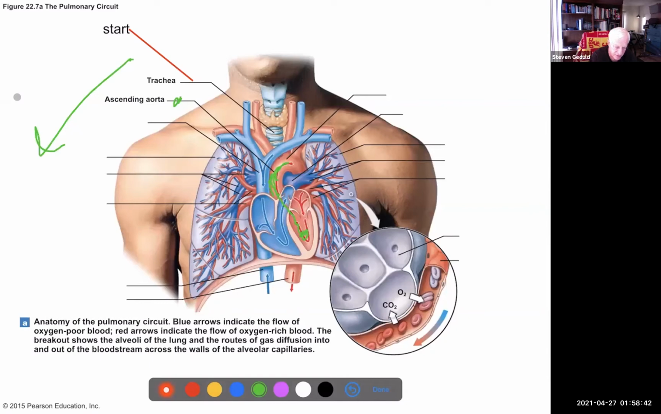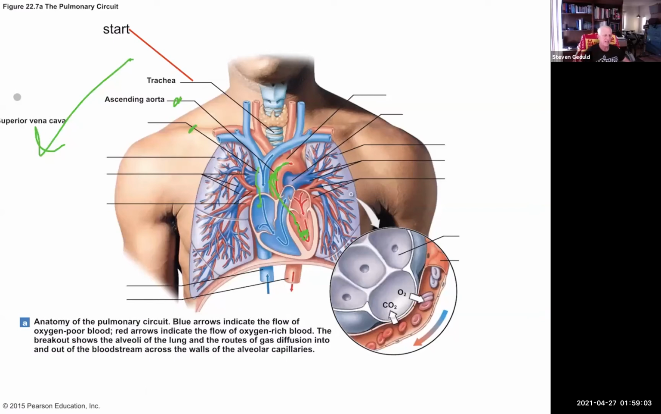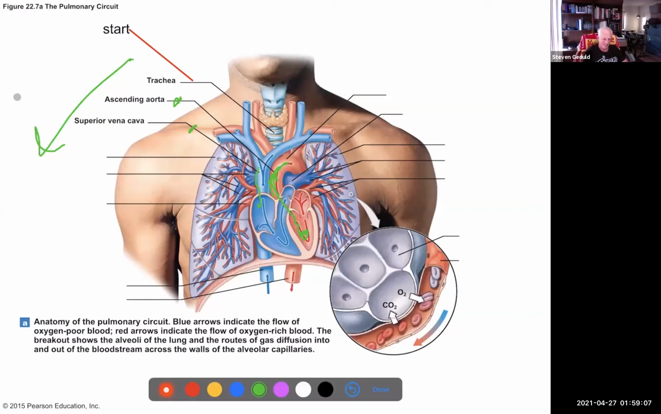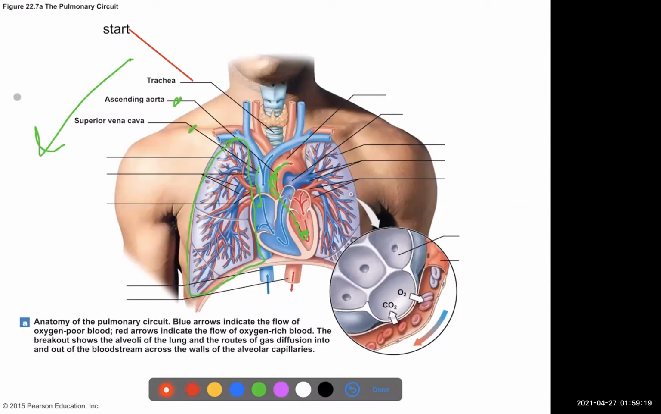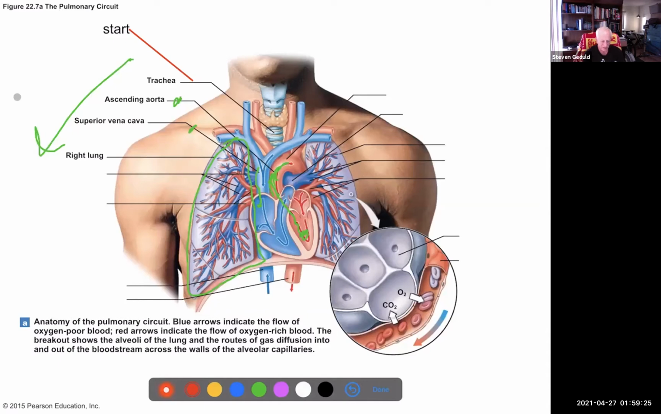Perfect. And the next one, this one here, blood is going this direction. This is the what? What brings blood into the right atrium from the top, from above it? Superior vena cava. Perfect. Exactly. Very good. All right. And then the next one points to, let's point to this whole big thing here. What's this thing? The right lung. Yep, that's your lungs, on the right side. It's your right lung.